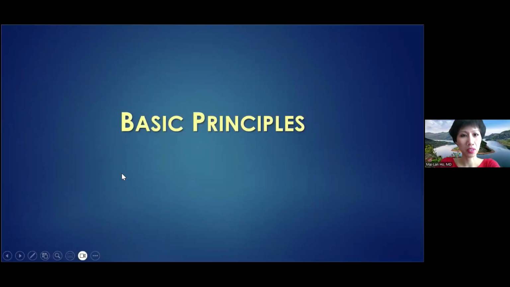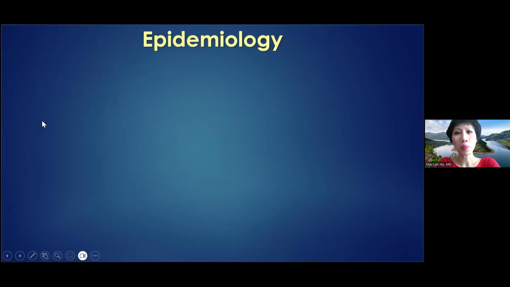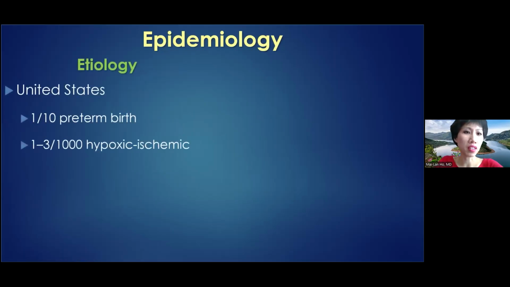Okay, so let's start with the basic principles. From an epidemiological standpoint, in the United States and developed countries, about 10% of babies are born preterm. Now, there are varying levels of prematurity, but approximately 1 in 10 babies. And then 1 to 3 out of every 1,000 live births suffers from hypoxic ischemic injury. So, this could be difficult delivery, placental abruption, and so forth. And in undeveloped countries, the incidence is higher. It's around 11% preterm and up to 30 or more per 1,000 live births.